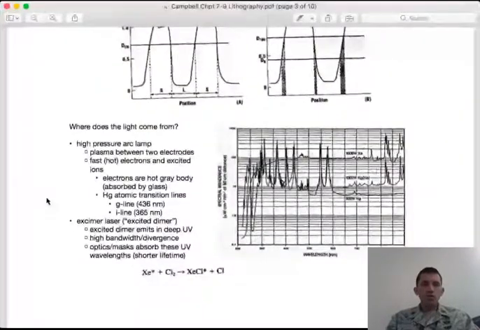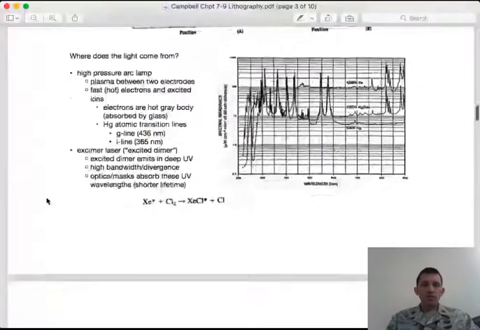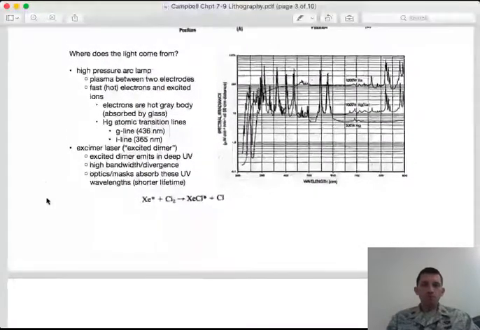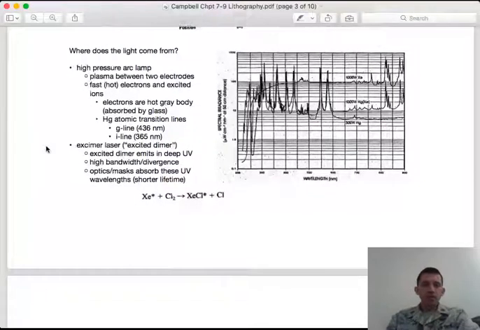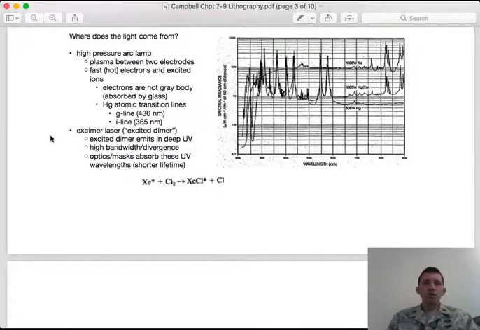Okay, so where does the light come from? This is probably one of the areas where the state of the art is changing most rapidly, right? And what we'll cover here is perhaps a bit dated, but illustrates the progression from one source to another as we are chasing after smaller and smaller wavelengths.